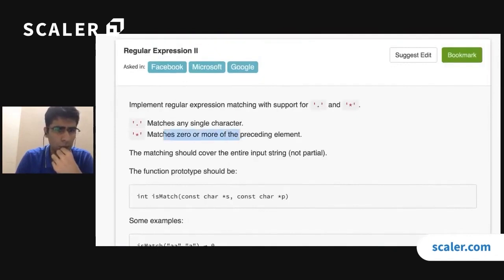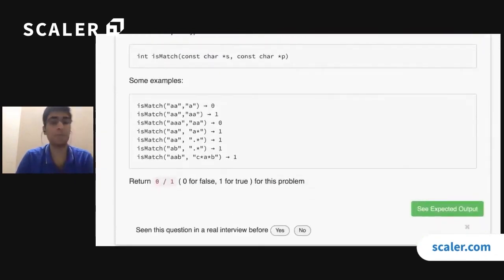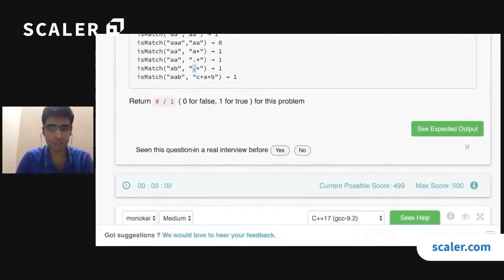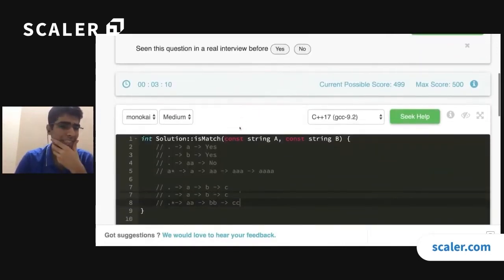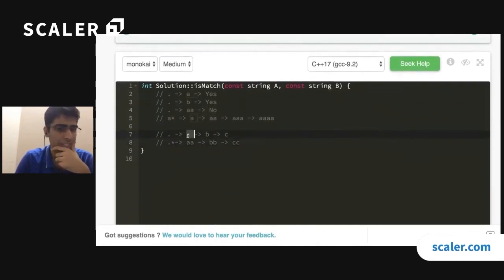It matches 0 or more of the preceding element. The preceding element is a full stop, so it can match 0 or more occurrences of the previous character, which is anything. So it can match 0 or more occurrences of anything. Basically anything can be a, so it will match a. It can also match ab, it can also match ac, and so on.